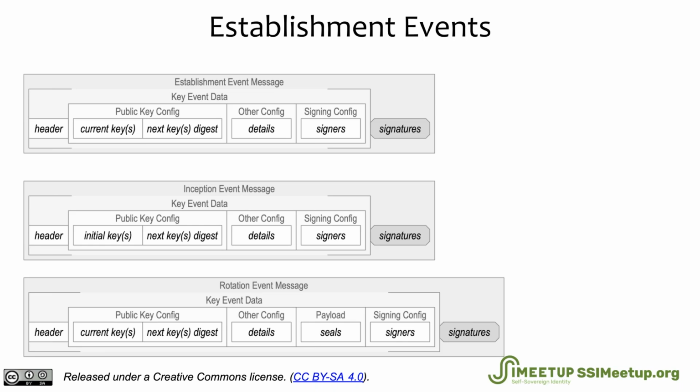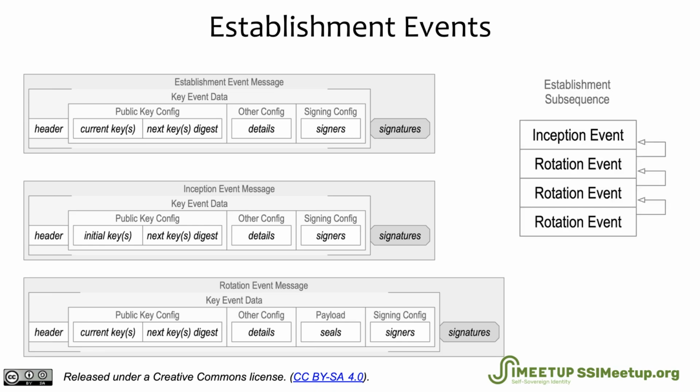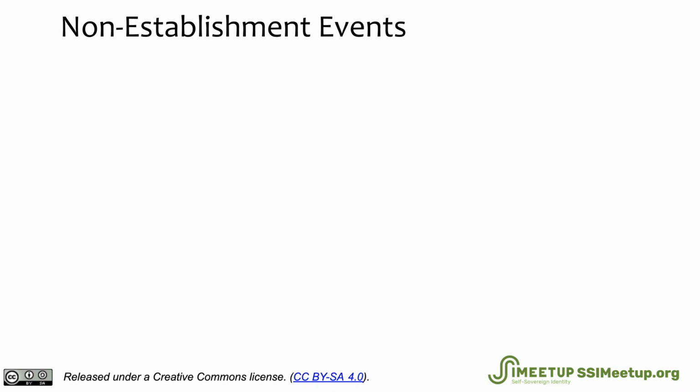So the infrastructure that we need is infrastructure that keeps track of those rotations, or key event receipts, which are signed key events infrastructure. So that's where the term KERI comes from, is keeping track of these establishment events. The other type of event, and so we have an establishment subsequence of an inception event and any number of rotation events. There's also non-establishment events.